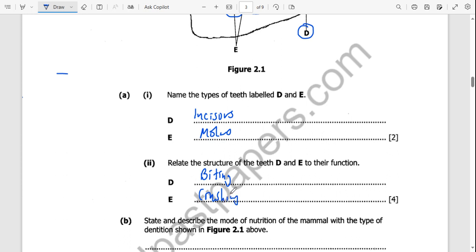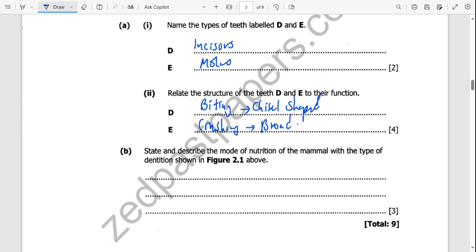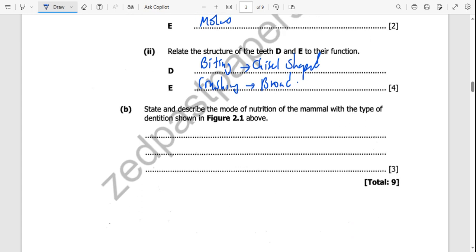So you need to relate the structure. So this one is chisel shaped. That is necessary for biting. And then these ones are broad. That is necessary for crushing. So if you just mention the function, you just get 2 marks because that's 4 marks.